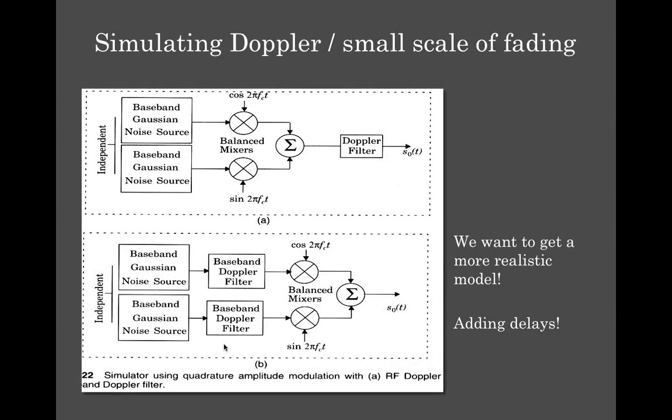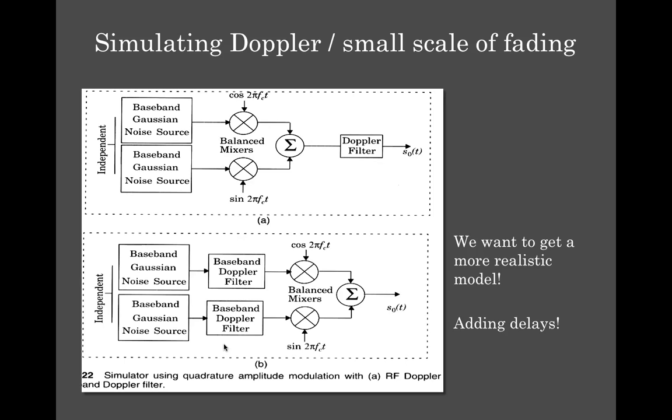So how do we simulate the Doppler effects in small scale fading? There are basically two schemes. The first one is that we generate two independent Gaussian noises and modulate them orthogonally to our carrier frequency. Then we add them together and pass them to a Doppler filter. Then we get this noise that experienced the Doppler effect channel.